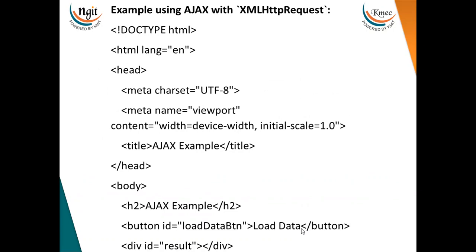Here is a small example of Ajax with XMLHttpRequest. Usually in the beginning only XMLHttpRequest was used, so this example demonstrates using XMLHttpRequest. Here is a web page. The title is Ajax example. In the body, we are adding a button. The ID of the button is loadDataButton, and in the script logic I am going to use this ID for loading data.